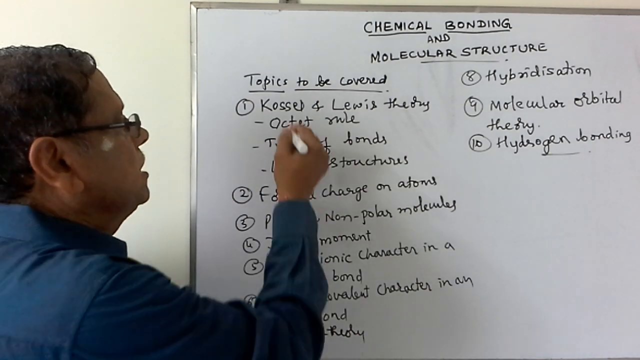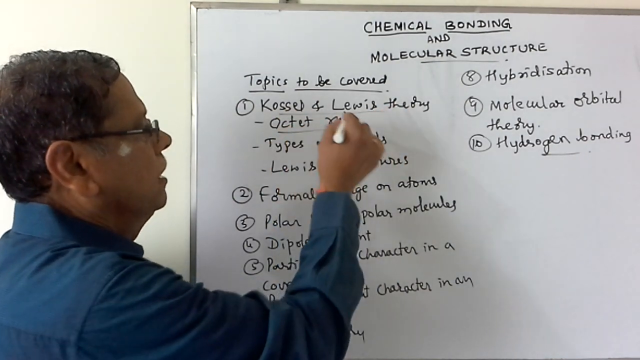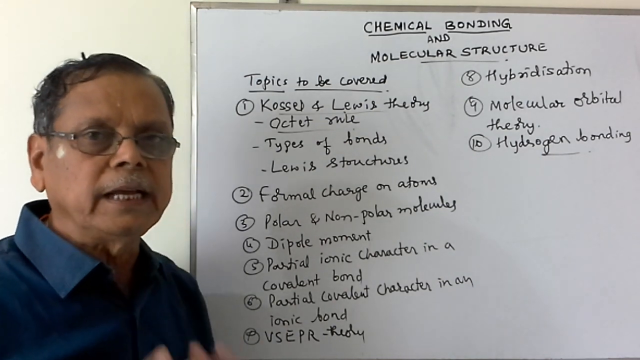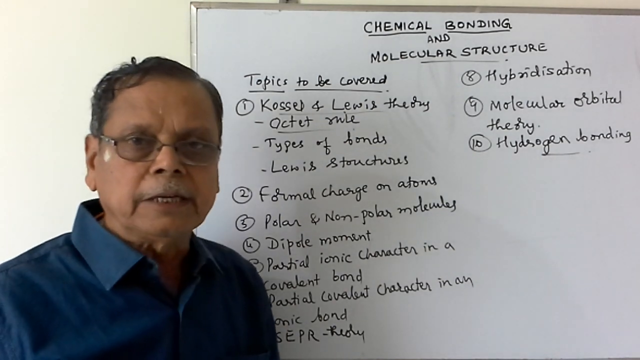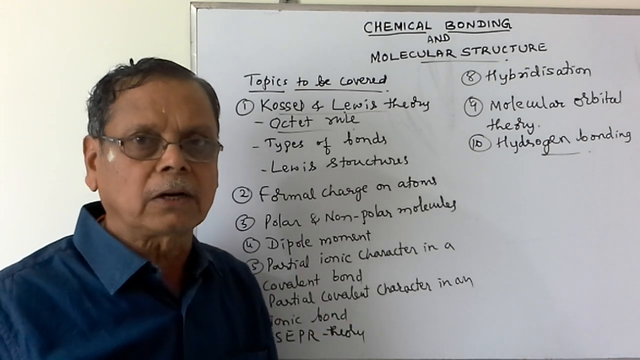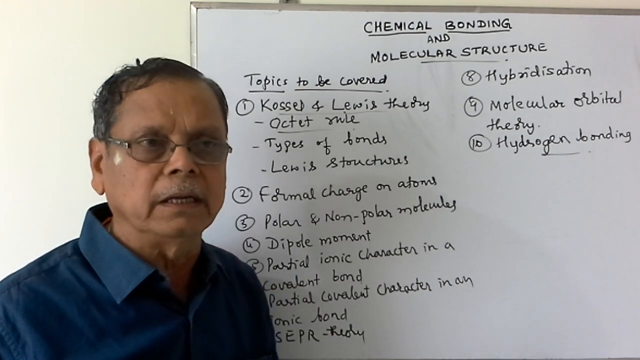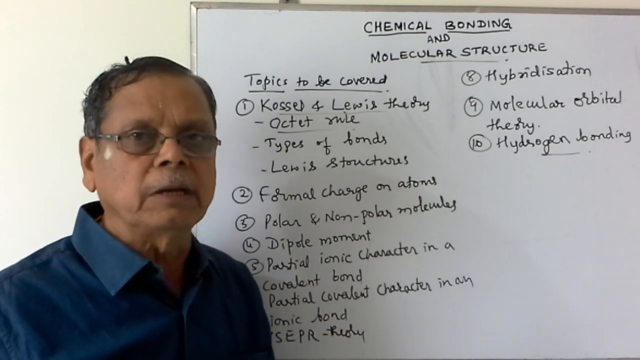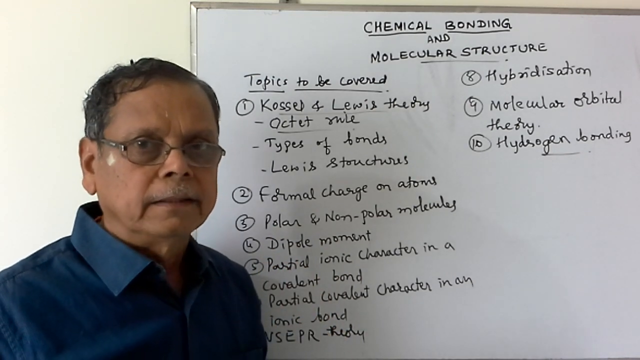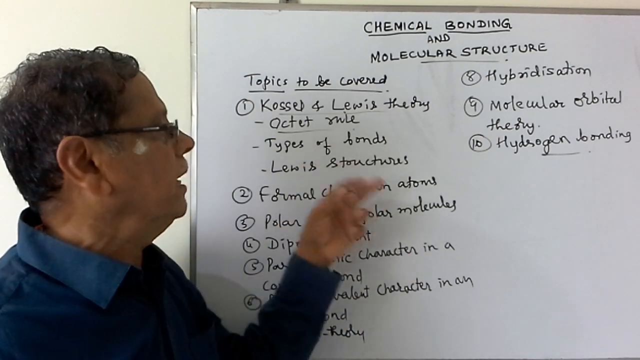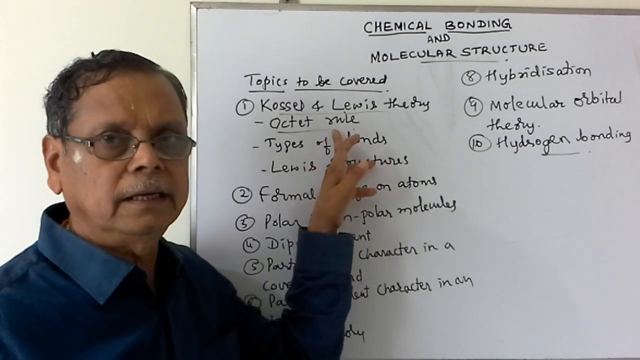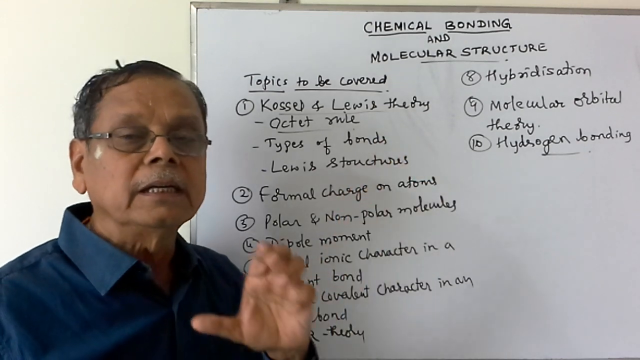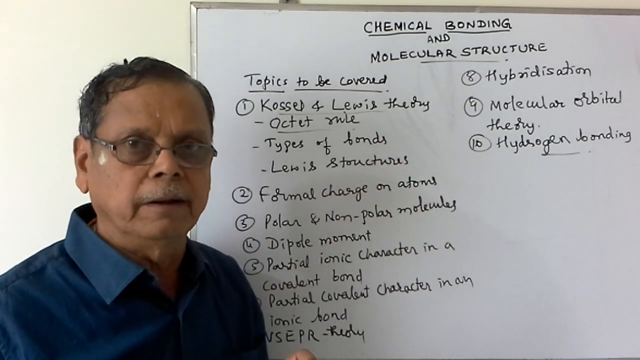Now, first let us consider the Kossel and Lewis theory, that is regarding the octet rule. When you consider any atom, it may possess an electron or more than one electron in the outermost orbital, which gives instability to that atom. That's why that atom will try to gain the octet. In case of hydrogen, it is called a duplet, so that it becomes the stable configuration.